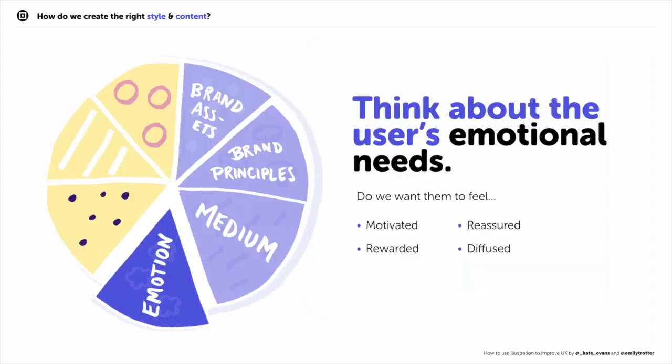Okay, so the next slice is emotion. What is the emotional context around the illustration you're creating? Can we predict the user's emotional state at the time they will see the illustration and design reactively to support that emotion? Or can we influence their emotional state with the illustration?